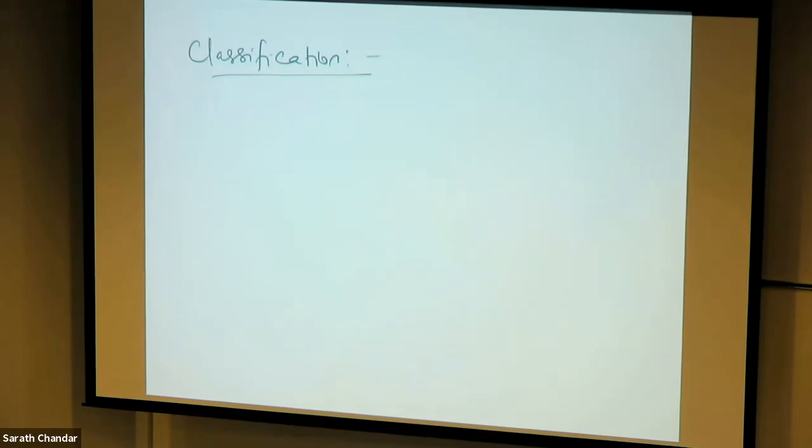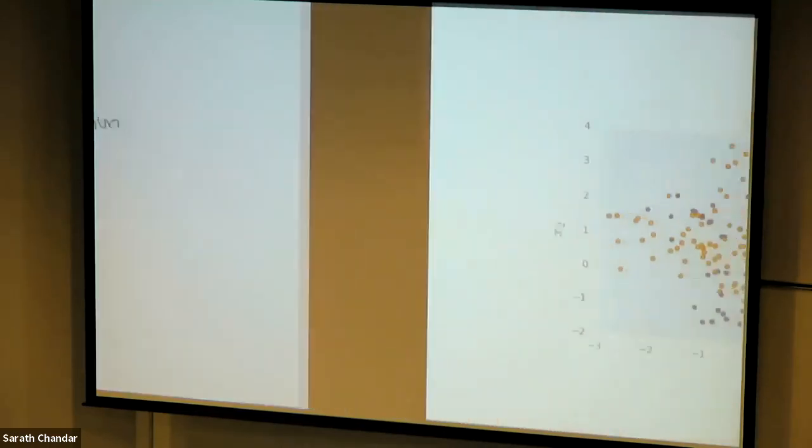Okay, so now let's switch gears and talk about classification for the rest of this time. We are going to consider a binary classification problem, which means I have two classes and I want to classify the given data point into one of the two classes. Here is the example problem.